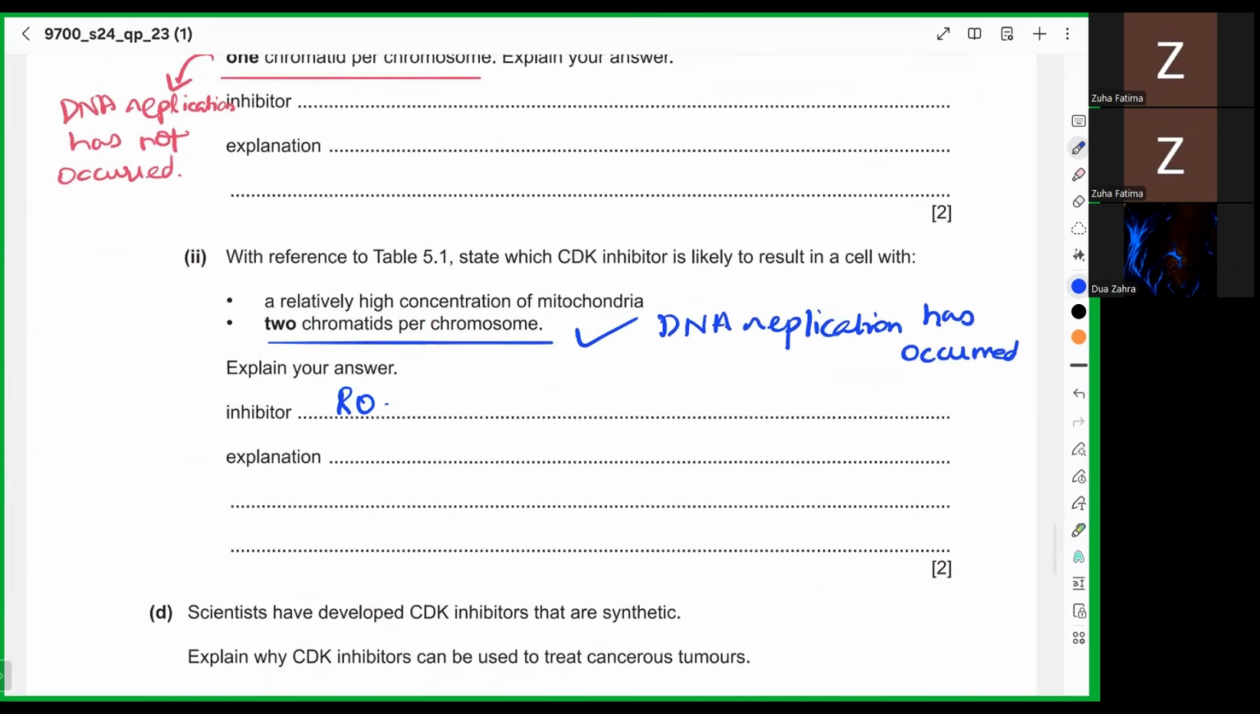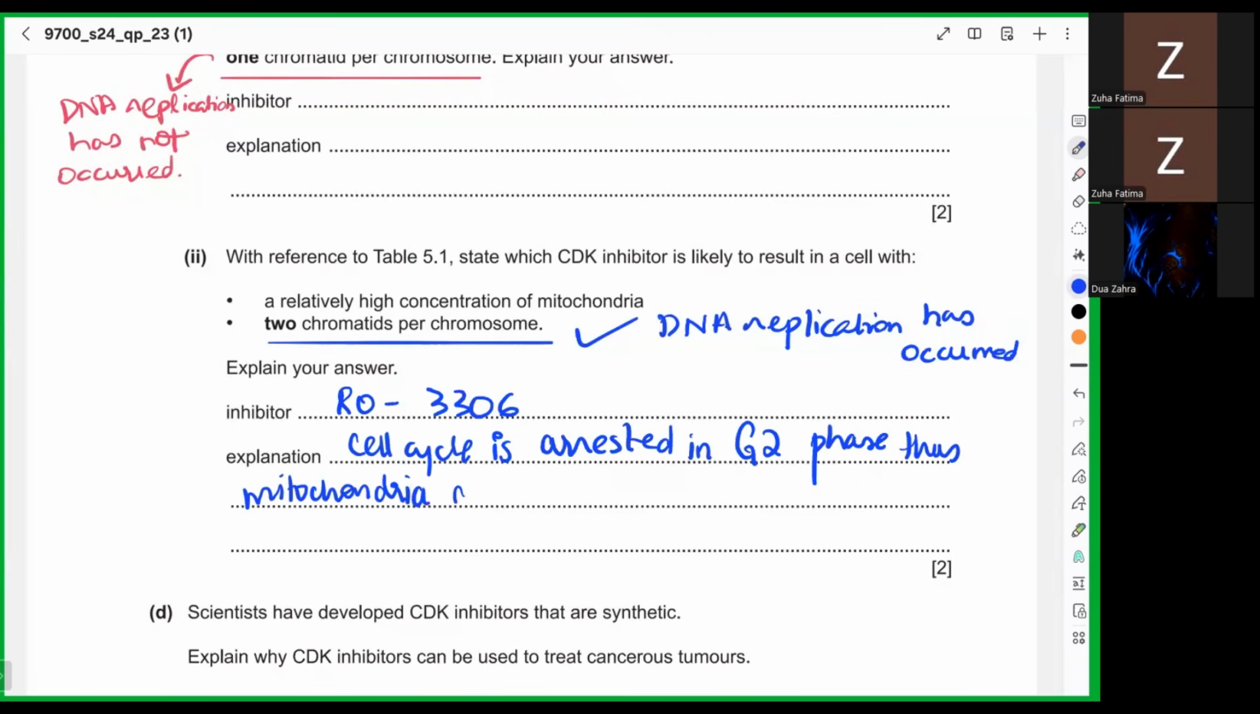So RO3306, the explanation would be the cell cycle is arrested in G2 phase. Thus, mitochondria are increasing in number due to organelle synthesis.